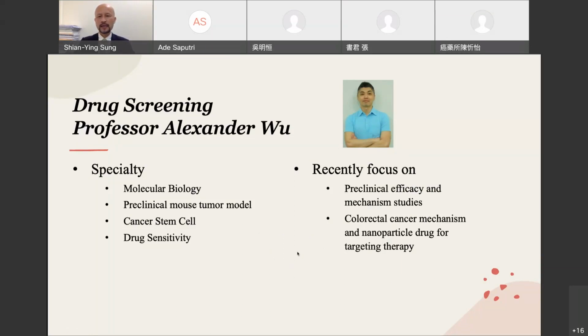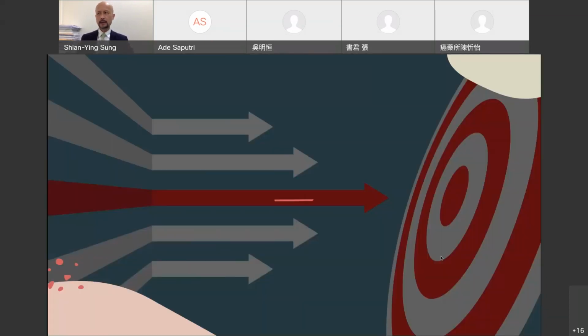But not to mention Professor Wu's expertise in colorectal cancers, many other diseases too. When we go to his door asking for help with screening drugs, he is very happy to help everyone do the drug screening and identify the lead compounds for further analysis.